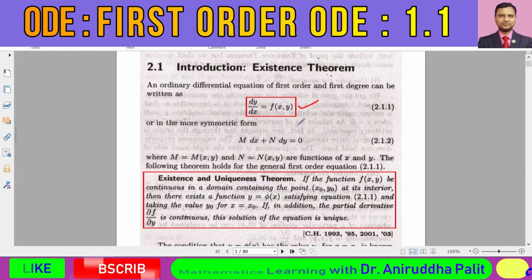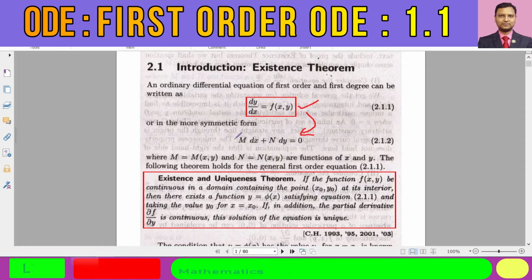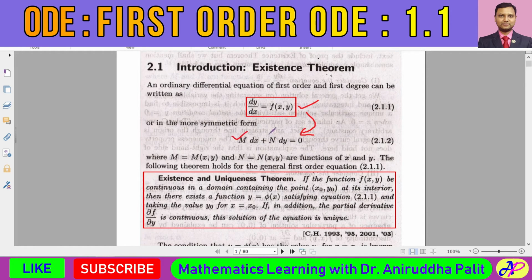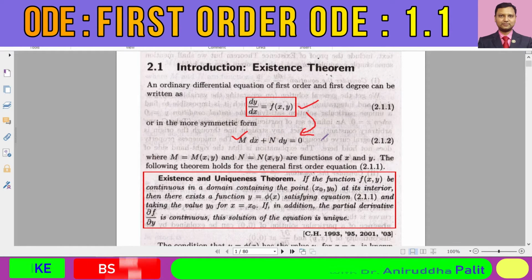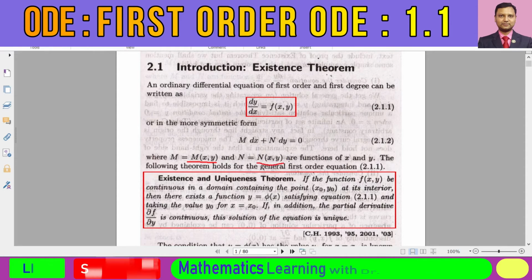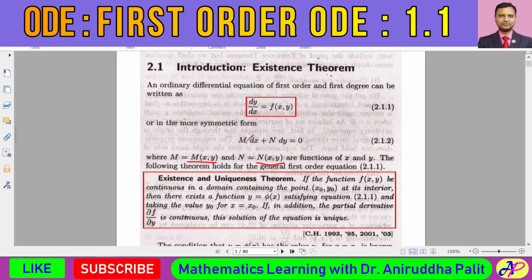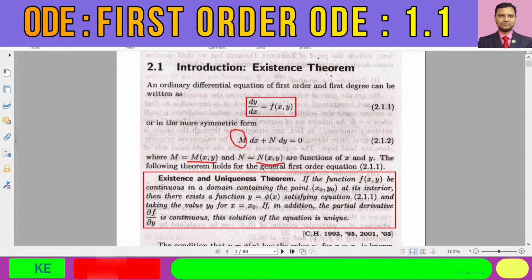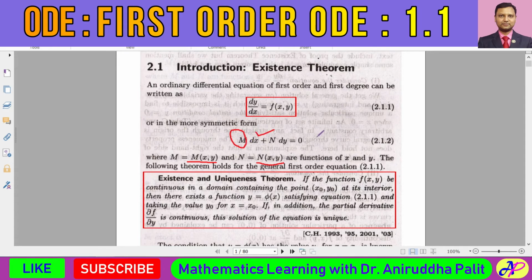And over here, this differential equation can also be represented in the form M dx plus N dy, where this M and this N are not always constants. You see over here, these are actually functions of x and y. So some function of x and y is multiplied by dx. Again, some function of x and y is multiplied by dy, that is equal to 0.